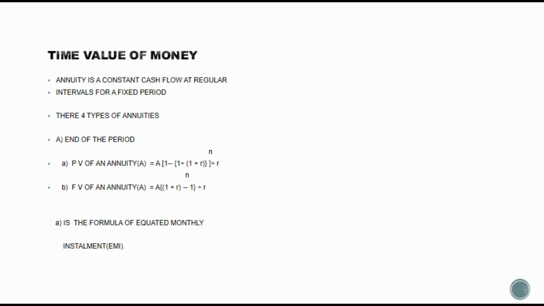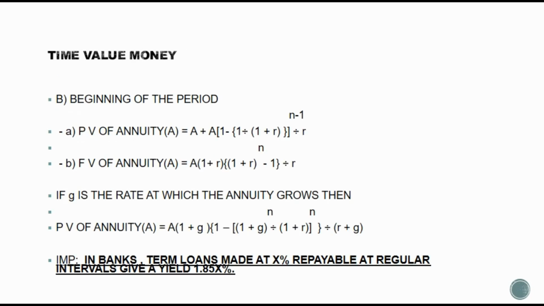Now, annuity is a constant cash flow at regular intervals for a fixed period of time. As we have already spoken about, there are 4 types of annuities. Ordinary annuity is at the end of the period. This is the formula. Annuity due is at the beginning of the period.